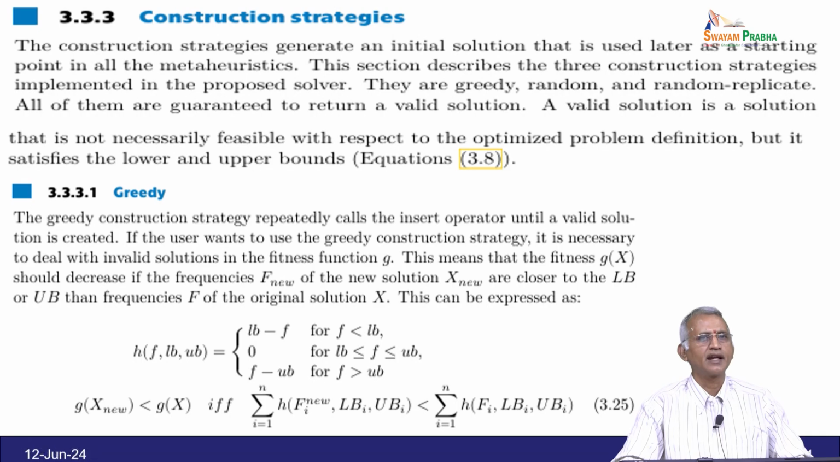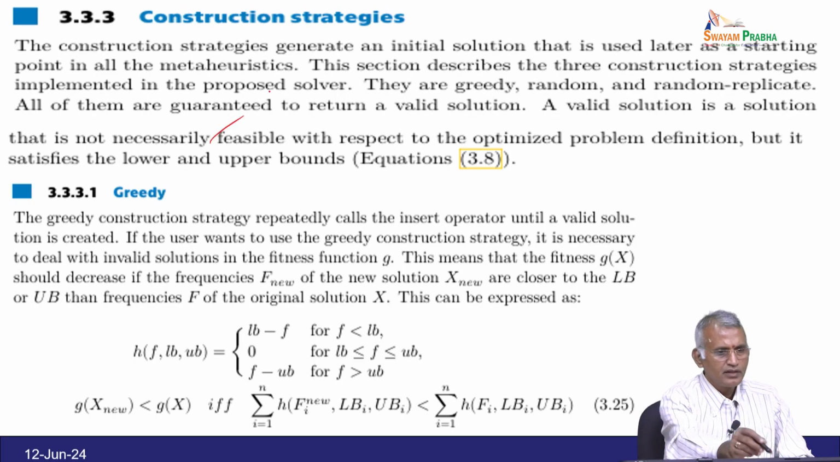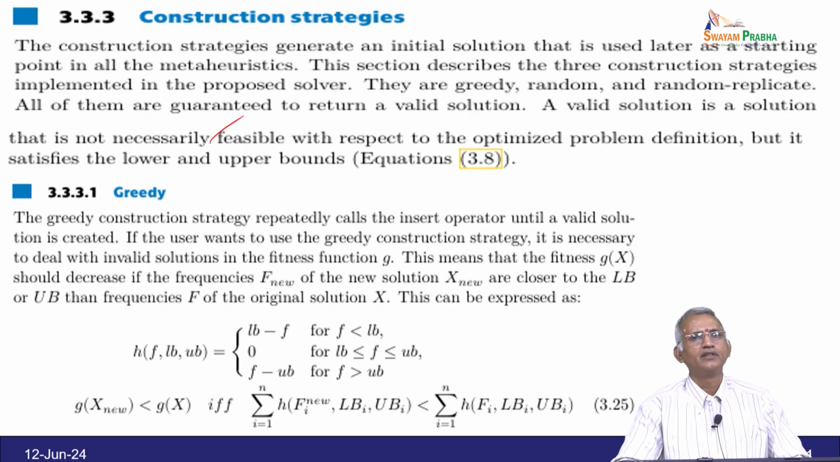Next, construction strategies. The construction strategies generate an initial solution that is used later as a starting point in all the metaheuristics. So, this section describes the 3 construction strategies implemented in the proposed solver. They are greedy, random, and random replicate. All of them are guaranteed to return a valid solution. So, a valid solution is a solution that is not necessarily feasible with respect to the optimization problem definition, but it satisfies the lower and upper bounds.